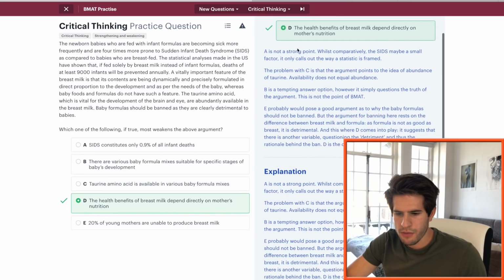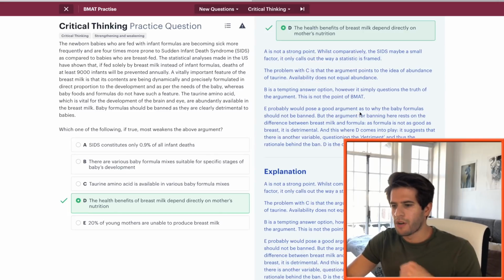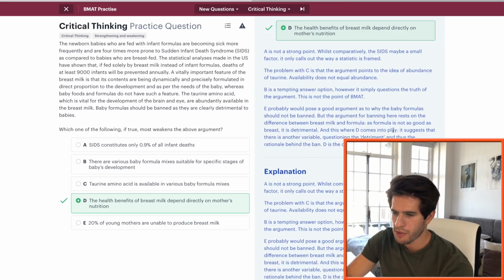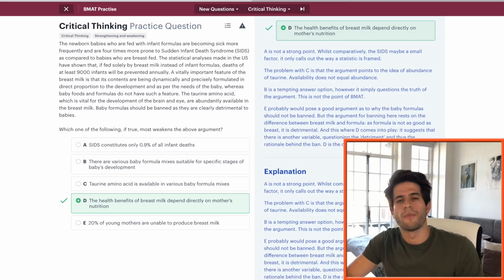Okay, awesome. Let's see what the reasoning for not E was. E would pose a good argument. Okay, great. But the argument for banning here rests on the difference between breast milk and formula. Whereas D comes to play, it suggests that there is another variable, questioning the detriment and thus the rationale. Okay, cool. So it's D.